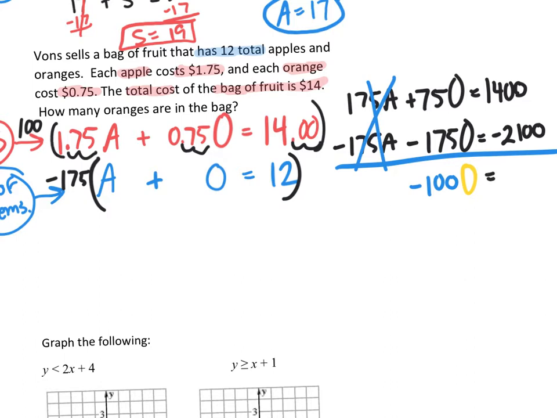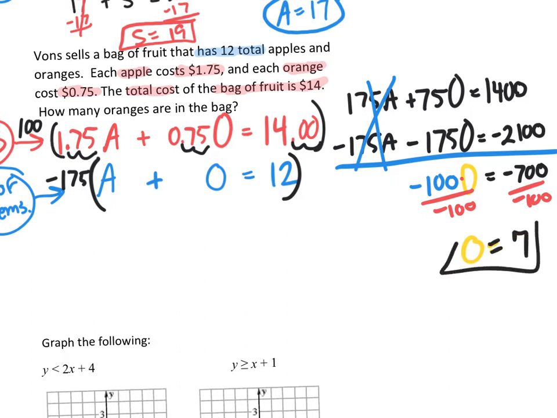Equals 1,400 take away 2,100. That'll be a negative 700. Okay, so your equation is negative 100 O equals negative 700. Divide both sides by negative 100, and you will get the amount of oranges is really positive 7.